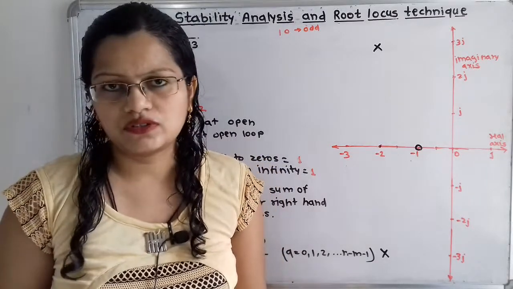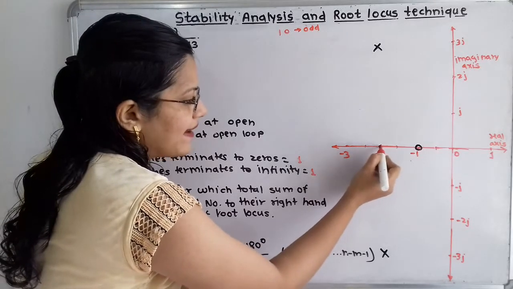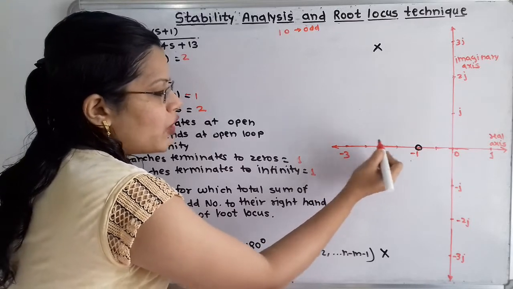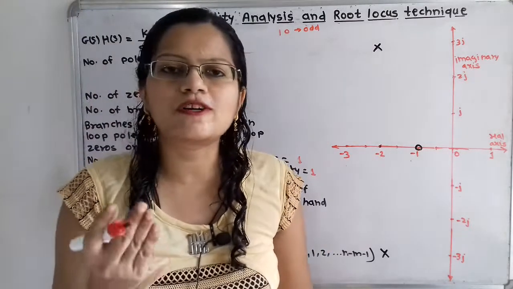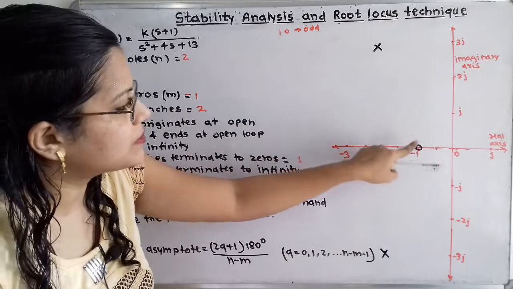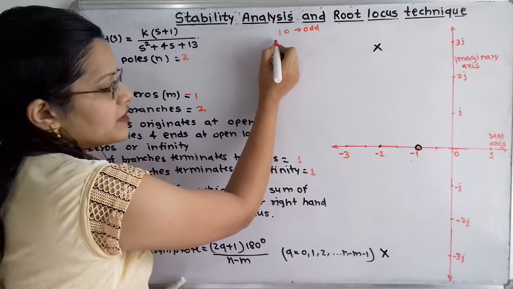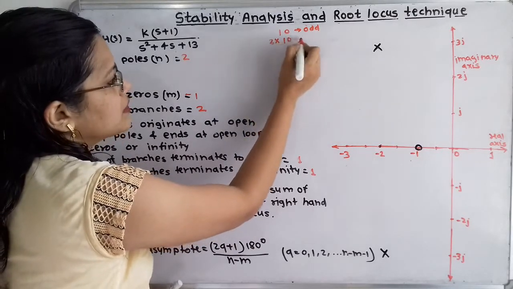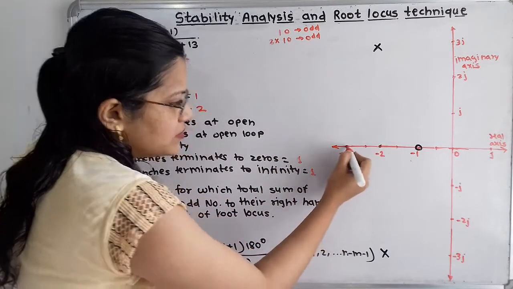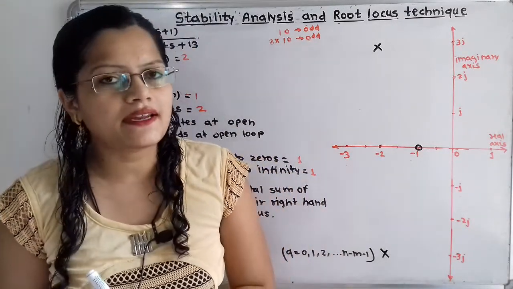Now we will move to the next, that is, we will take a point in between -2 and -3. For any point in between -2 and -3, on the right hand side, how many poles and zeros? Now if we observe, these poles are at -2. So these 2 poles plus 1 zero, the total sum is 3. So we can say that 2 poles and 1 zero is an odd number. So the range of points in between -2 and -3 is the path of the root locus.